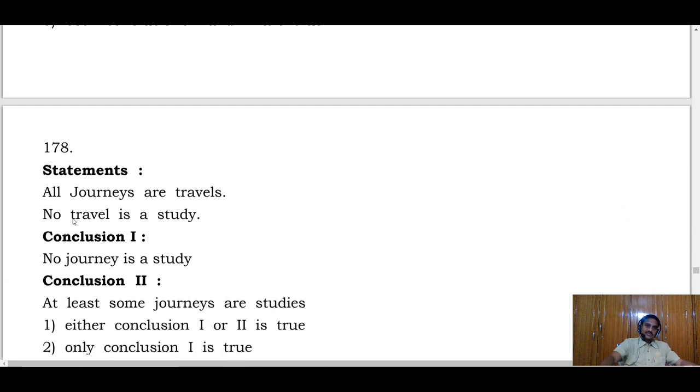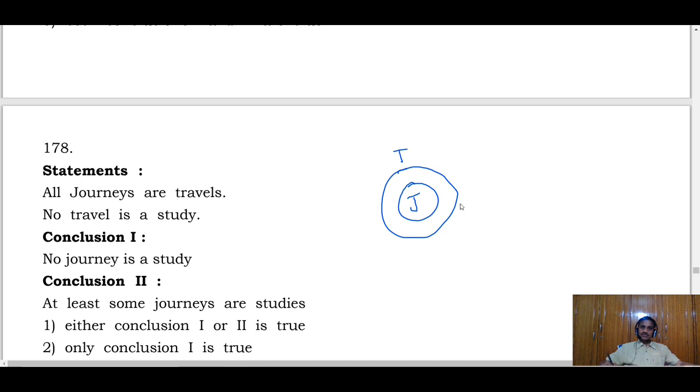Then, 178. All journeys are travels. All journeys are travels. No travel is a study. No intersection between travel and study. No journey is a study, definitely true. Some journeys are studies is false. The first conclusion is definitely true, and the second is the false element in the alternate diagram. Some journeys are studies is not possible because study and travel cannot be intersected. Hence, one is definitely true, that is choice 2. 178, choice 2 is the answer.